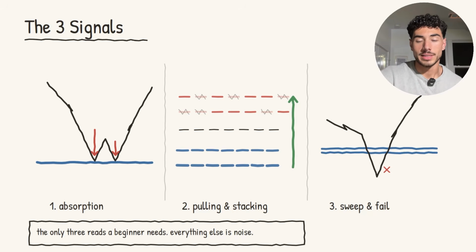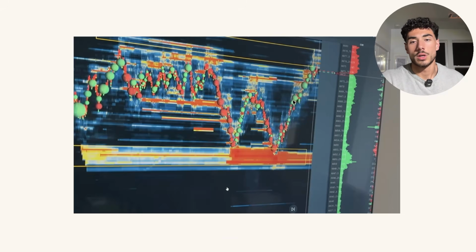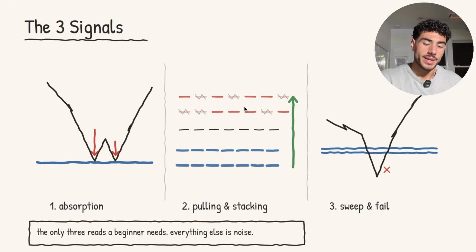Now you have pulling and stacking. I don't have an example screenshot of this. It's something you'll have to see live, but it's really just when you see these resting orders sitting up here. Mind you, these passive resting orders act as a magnet to price. Price always wants to seek new value and seek out these new orders, so they act as a value.